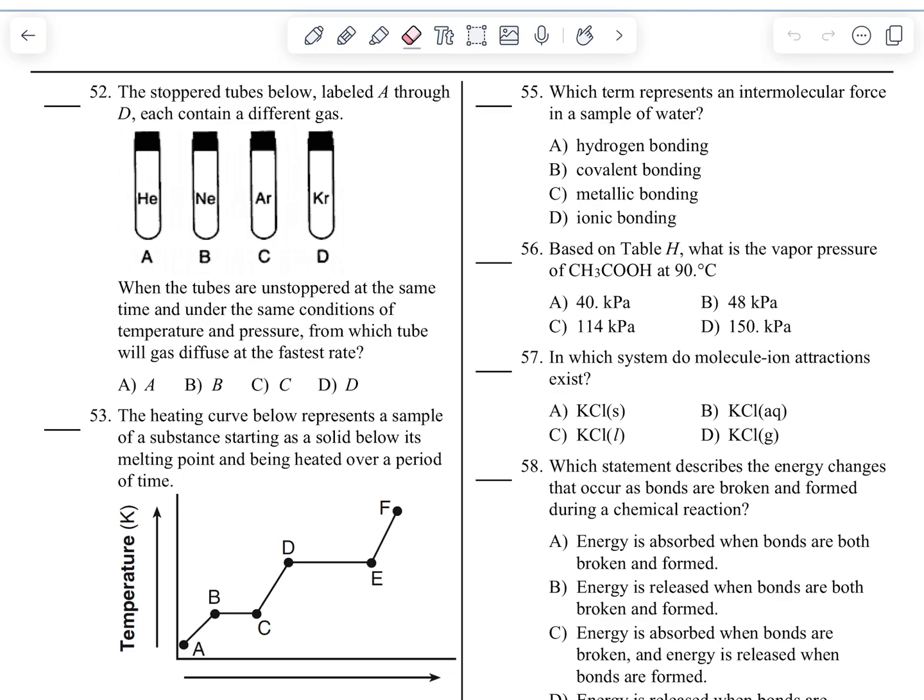The stoppered tubes below, labeled A through D, contain a different gas. When the tubes are unstoppered at the same time, under the same conditions of temperature and pressure, from which tube will the gas diffuse at the fastest rate? So the lightest gas is going to diffuse the fastest.